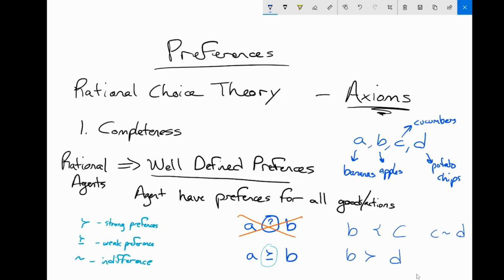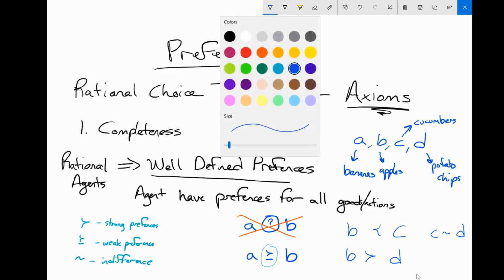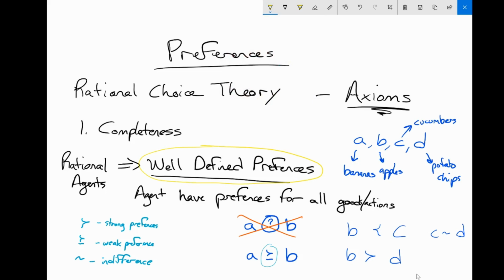All right, so this is what it means to have well-defined preferences. That means I have some preference between A and B, between all possible combinations of all goods. So it's well-defined preferences. That is the completeness axiom. So that's completeness.